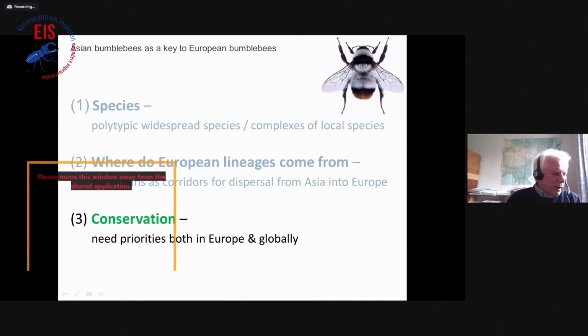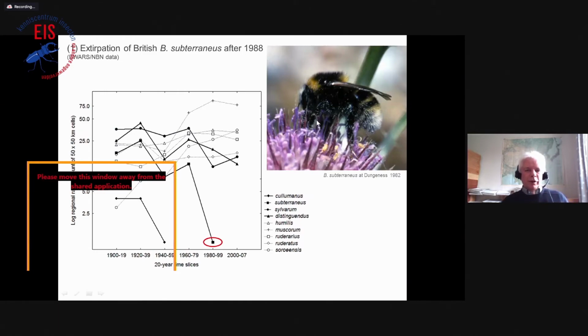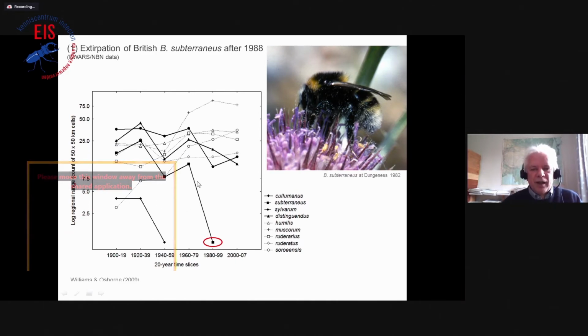Just lastly, very quickly, a few comments on conservation and the need for priorities both in Europe and globally. A high-profile example in Britain, which no doubt we'll hear about, is Bombus subterraneus, which was extirpated in Britain, and we can see it here from the NBN data, after 1988. This is a photograph of one of the last British subterraneus I saw in 1982.